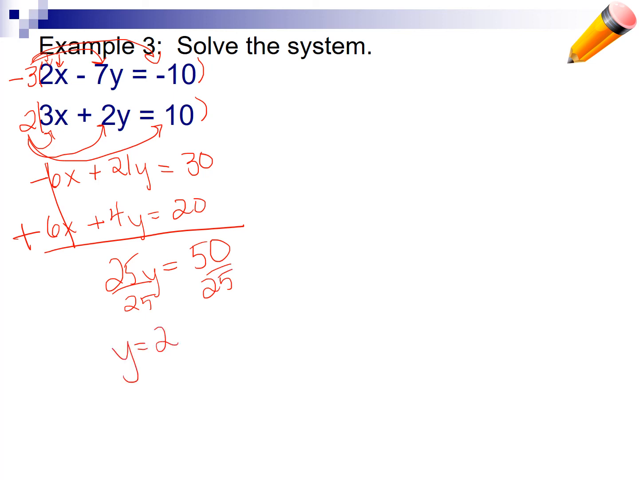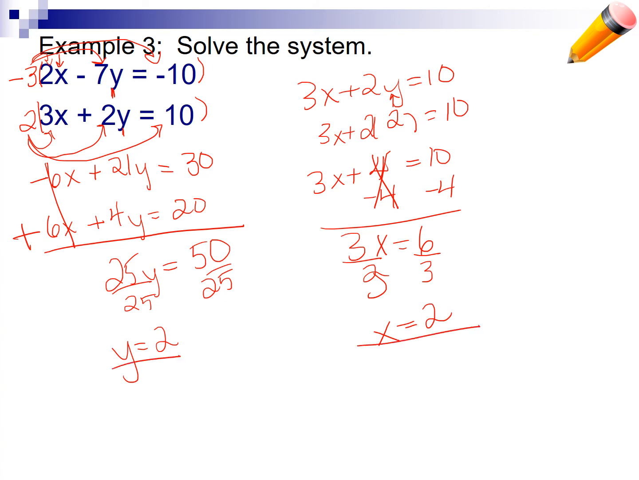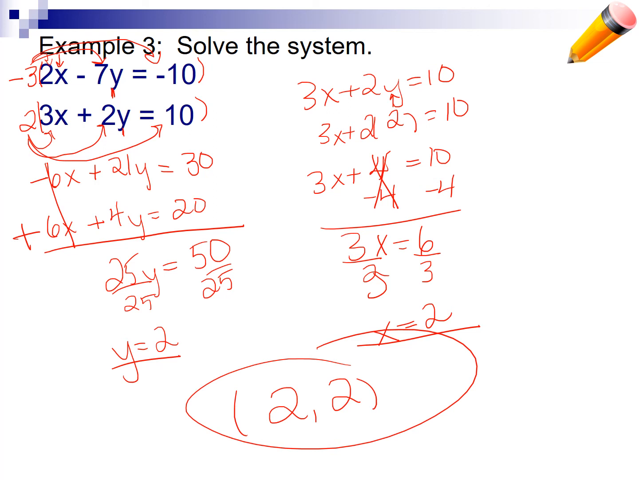So we can plug 2 back into either our top equation or our bottom equation. I'm going to do the bottom equation. 3x plus 2y is equal to 10. And I'm plugging 2 in for y. So bring down 3x plus 2 times 2 equal to 10. 2 times 2 is 4. We have 3x plus 4 is equal to 10. Subtract 4 from both sides. We get 3x is equal to 6. Divide both sides by 3, and x is equal to 2. And remember that we want to write our answer as an ordered pair. So our ordered pair would be 2 comma 2, and that is my solution to the system.